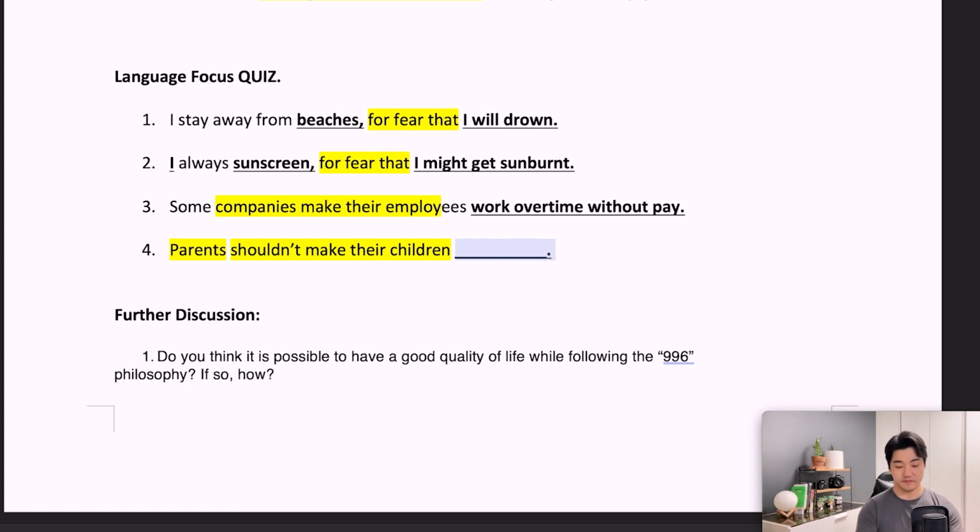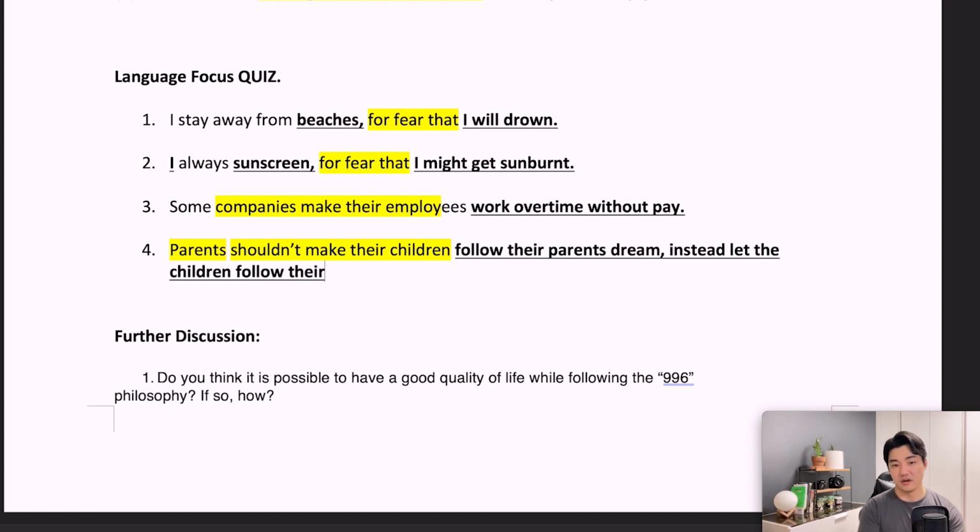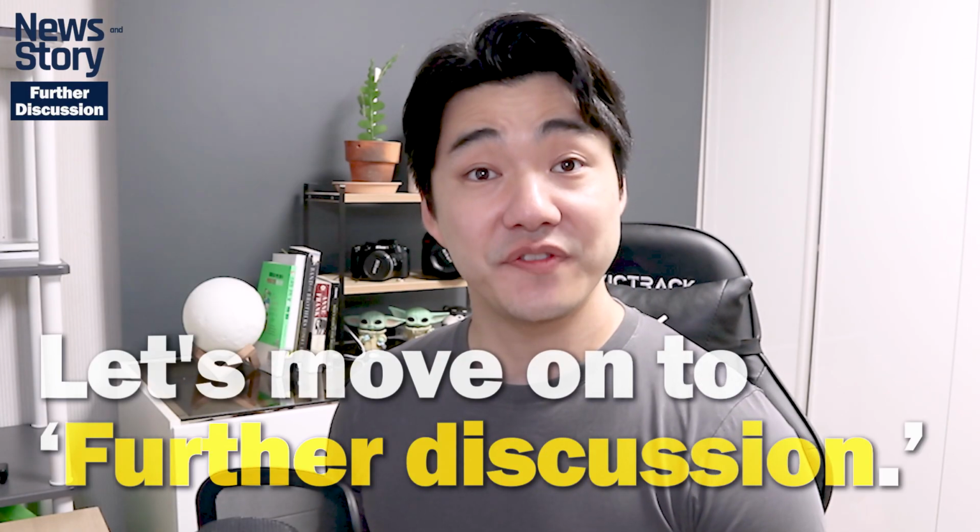Parents shouldn't make their children follow their parents' dream. Instead, let the children follow their own. So, "부모는 자녀들에게 부모의 꿈을 따르라고 강요하는 대신 자녀가 자신의 꿈을 따르도록 격려해 줘야 합니다." I know many situations where parents try to force their children to follow the parents' dream, which is bad. Okay, so now let's move on to the further discussion.